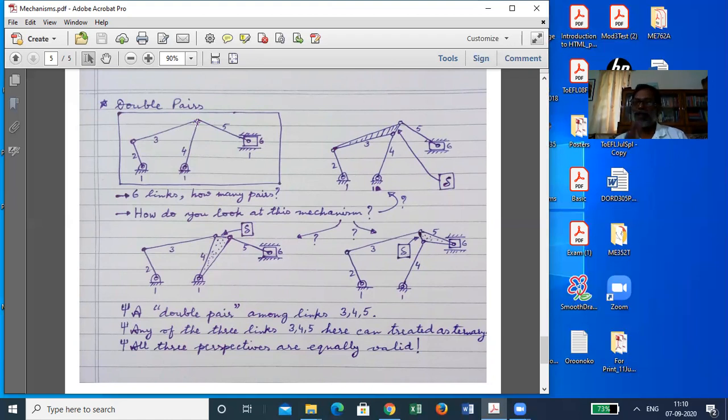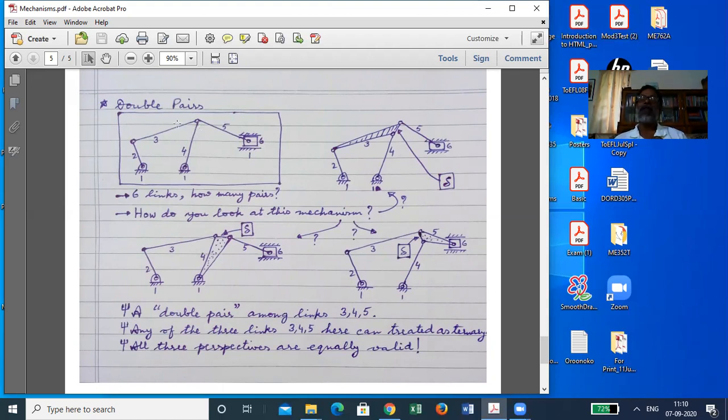It is not one pair, first of all, because a pair is constituted by 2 elements. Here we have got 3 elements. So is it 3 pairs? A pair between 3 and 4, a pair between 4 and 5, and a pair between 3 and 5. It will be like an overkill, right? It is an overkill, and nobody considers it as 3 pairs. However, you can have a position that it is actually 2 pairs.